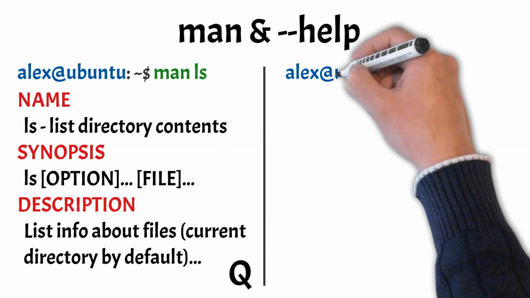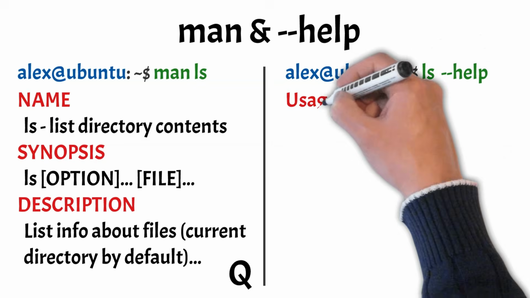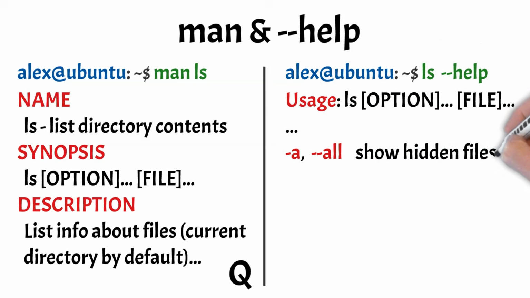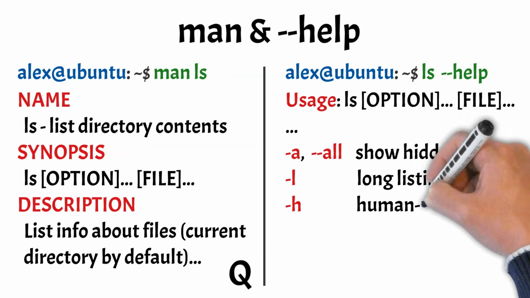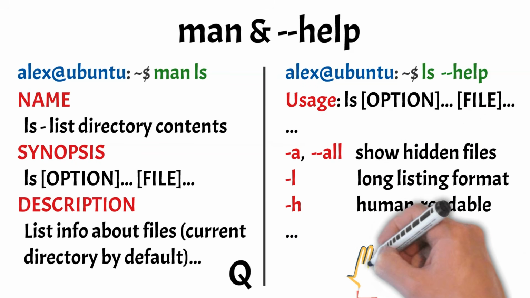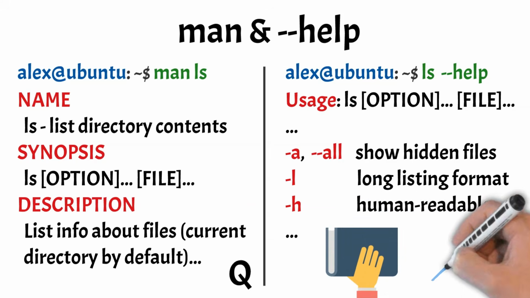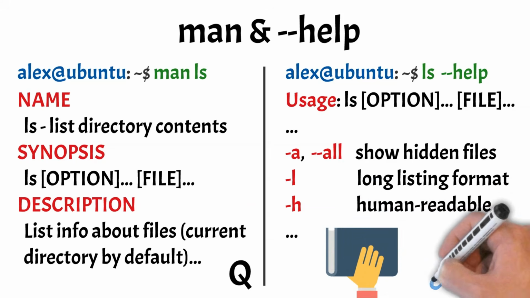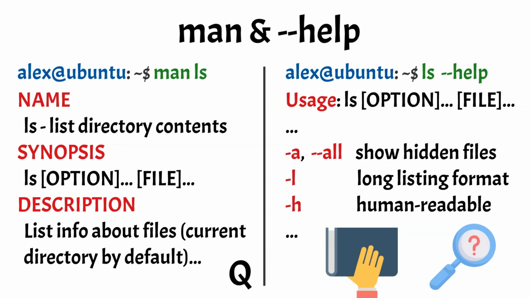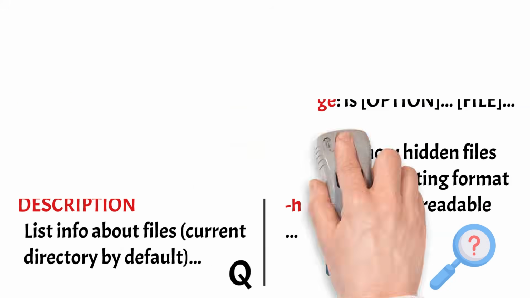But if you prefer a quicker overview, you can use the help flag with most commands to get a short summary of available options right in the terminal. Think of man as a detailed manual, and help as a quick reference guide. These two tools are especially helpful when you're exploring new commands or need a quick reminder, and you should definitely be familiar with them.